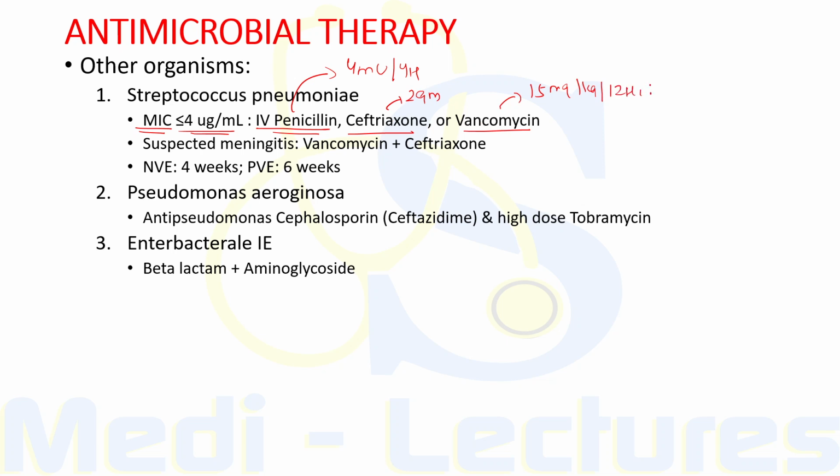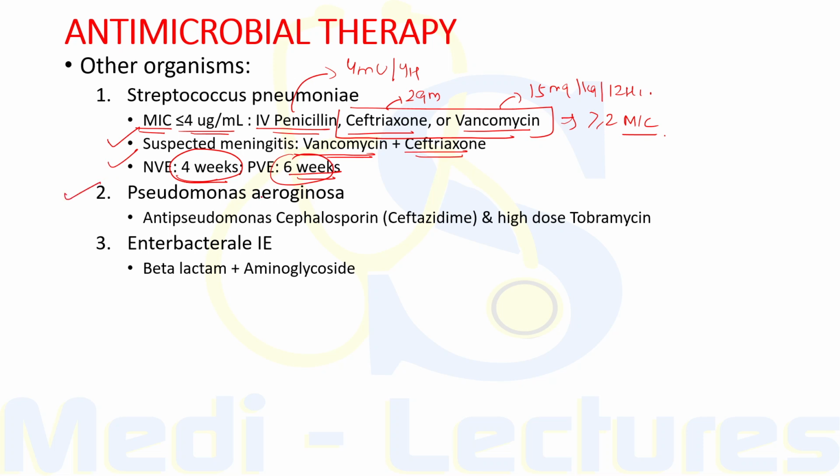Especially if the MIC is more than 2, ceftriaxone and vancomycin are preferred for MIC more than 2. If there is suspected meningitis, we add ceftriaxone and vancomycin both to cover both gram positive and gram negative. For native valve endocarditis, the total duration of treatment is 4 weeks. For prosthetic valve, the total duration is 6 weeks.